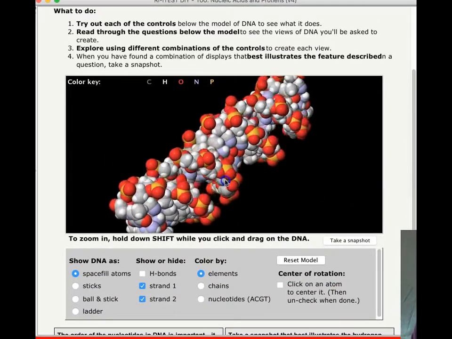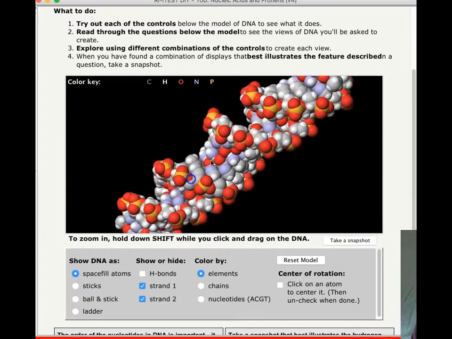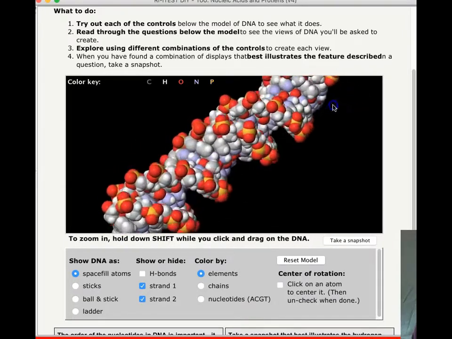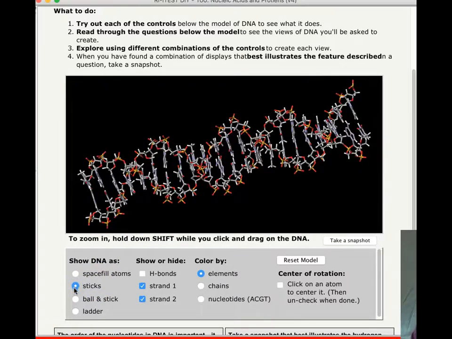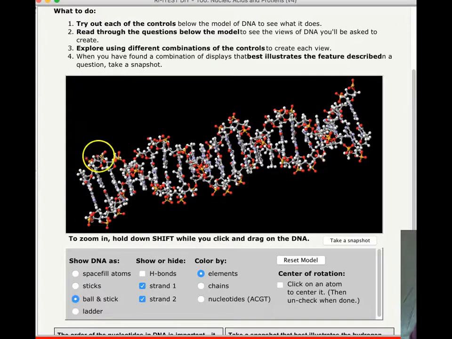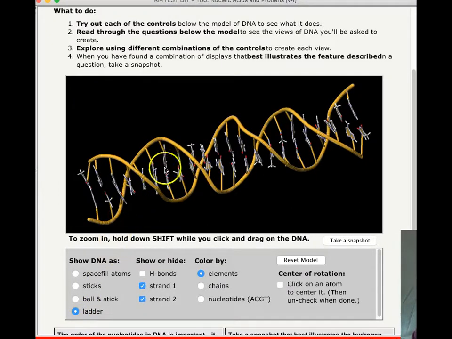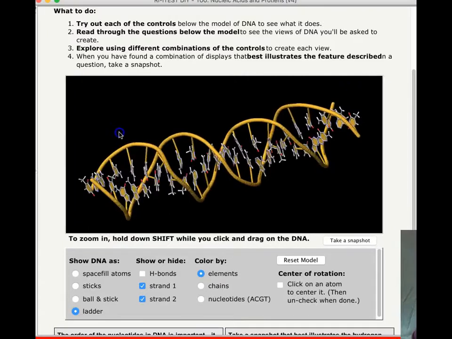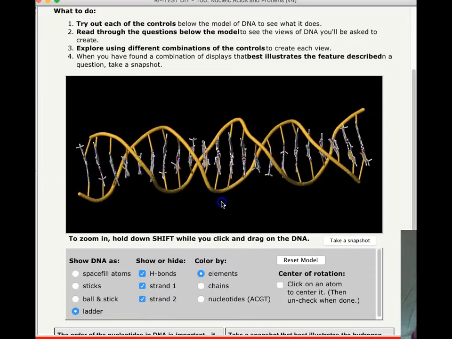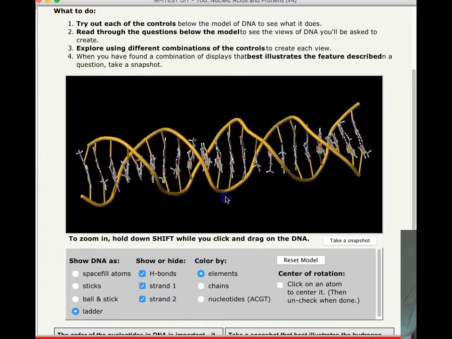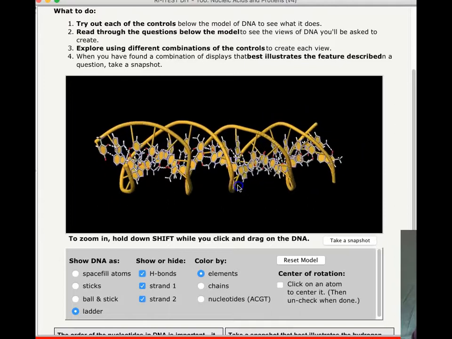Here's the space-filling atoms, the atoms taking up space with their electrons. That's not especially helpful, so let's mess around with some of the other models. We can do sticks, we can do balls and sticks, which represents the atoms and their bonds. We can do just a ladder to simplify things a little bit, where the sugars and the phosphates, the things that are the same in all the nucleotides, are just represented as yellow, and then you can see the bases in there. That's helpful for showing the hydrogen bonds. See if I twist it around. You can see all those dotted lines there between the bases. That's a good way to look at the hydrogen bonds.